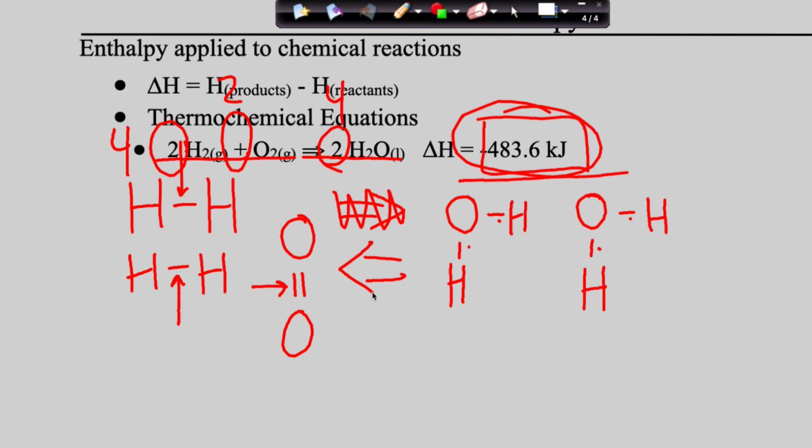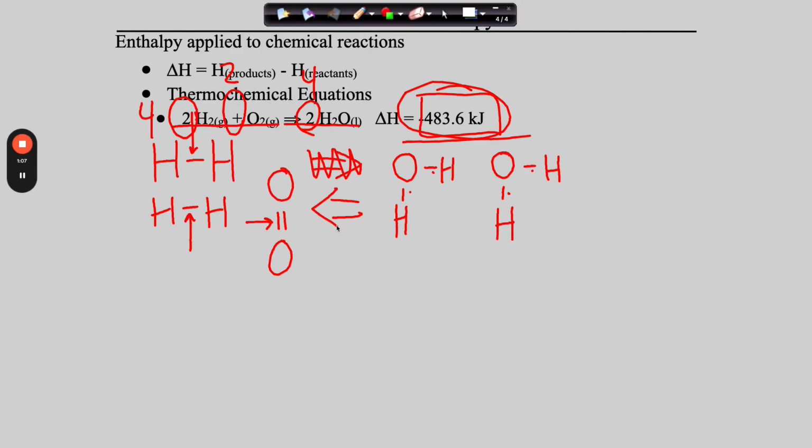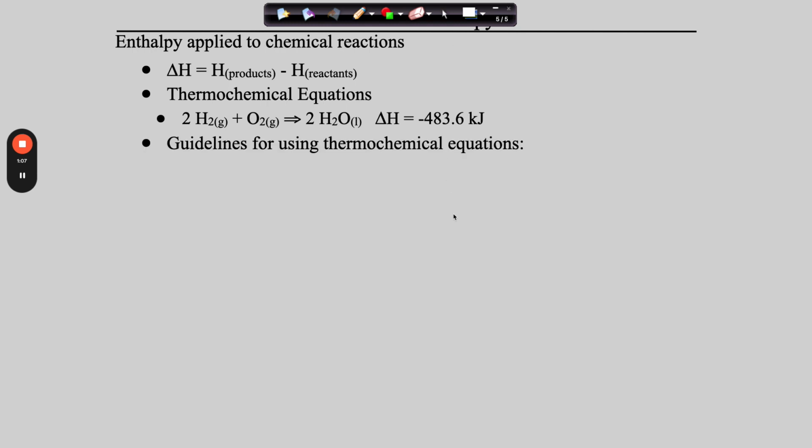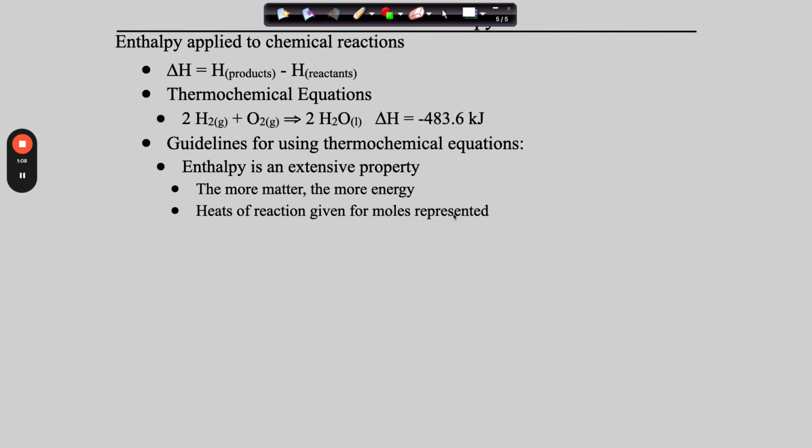Because all of that is contained in these ideas. It goes like this. First of all, enthalpy is an extensive property, which means the more of it there is, the more of it there is. So if you're burning more, in this case hydrogen, you're going to get more energy, unlike density. You can have a drop of water or a lake full of water, the density is the same. Then these are given for the moles represented. They can be reversible. You switch the sign.